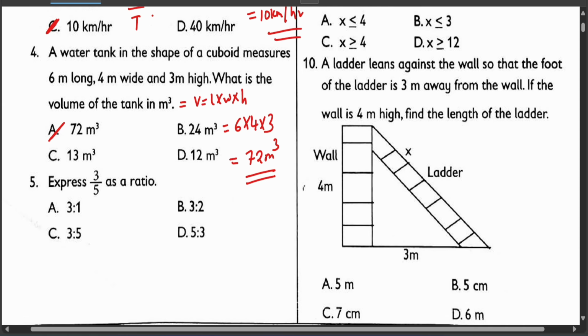Express 3/5 as a ratio. So hii ni 3/5, which is just 3:5. Khalas.